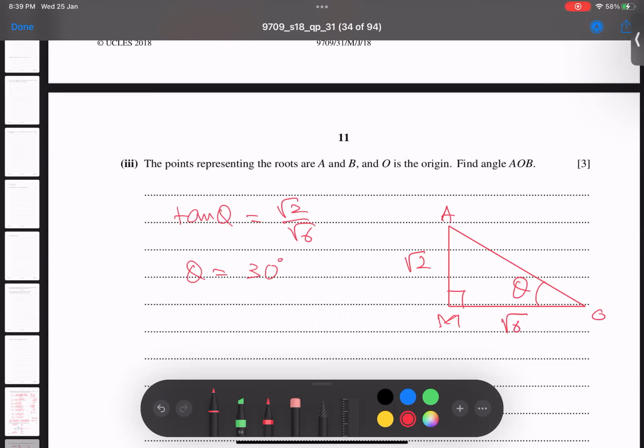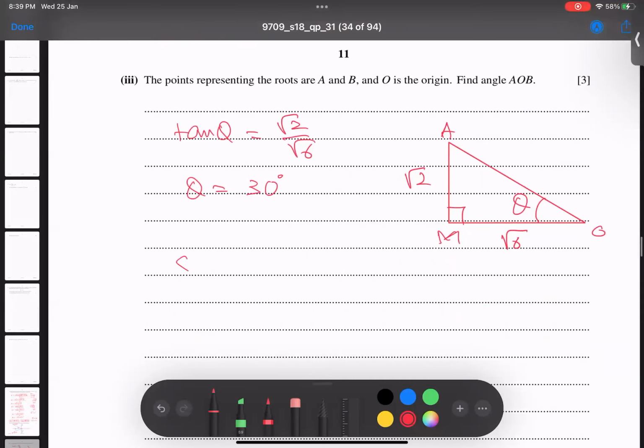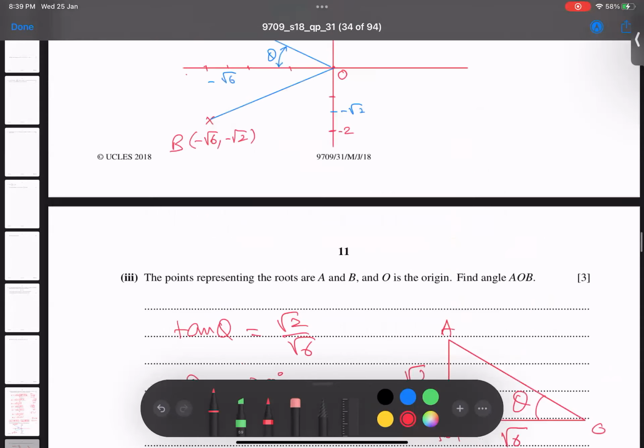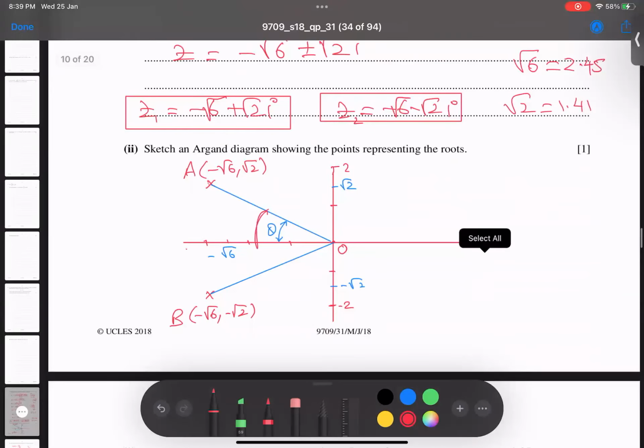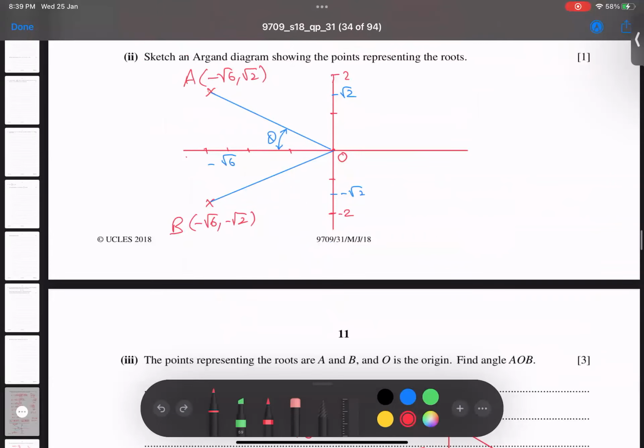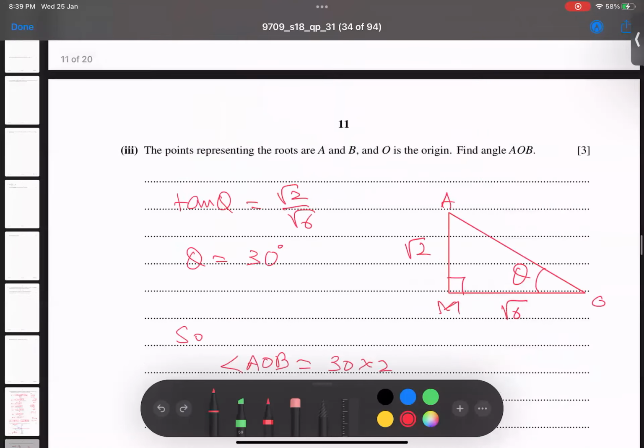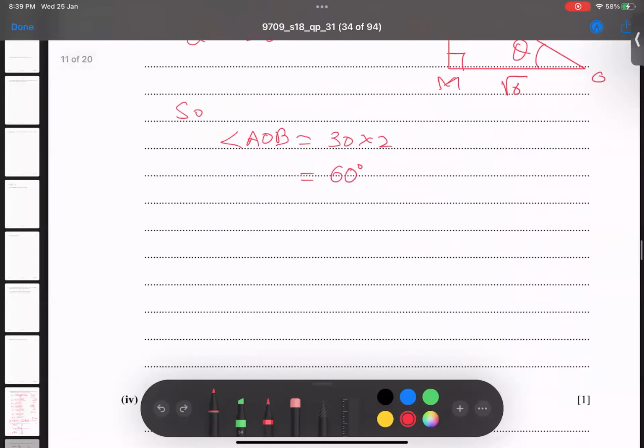So what is the angle he's asking for? Angle AOB equals 2 times 30, and the answer is 60 degrees. The logic is very clear: 30 is above, 30 is below, and he was asking us for angle AOB. AOB is my concern. Alhamdulillah Rabbil Alameen, I believe you got it. Nothing hard, only basic trigonometry is important here.